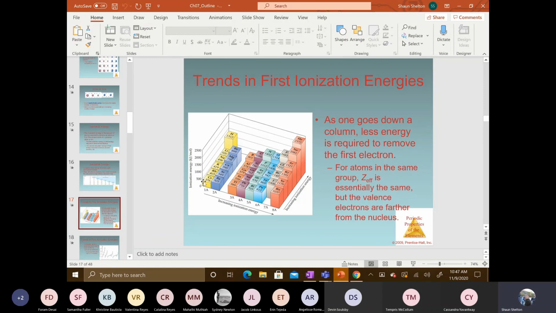Everyone understand that? That all goes back to size. The bigger the atom, the smaller the ionization energy. The smaller the atom, the larger the ionization energy. Everyone understand that? All right.